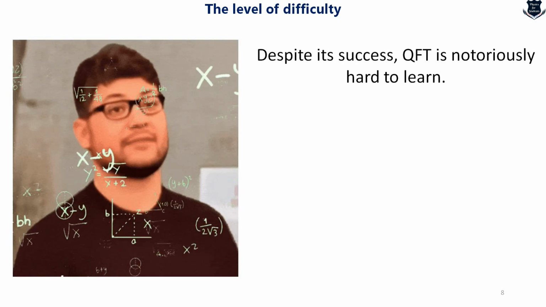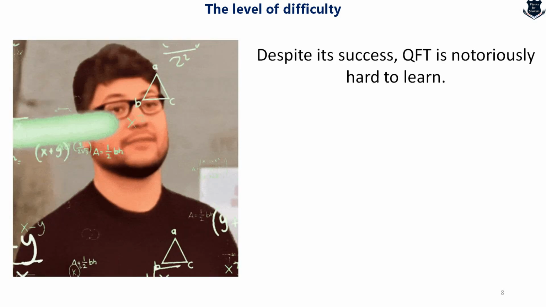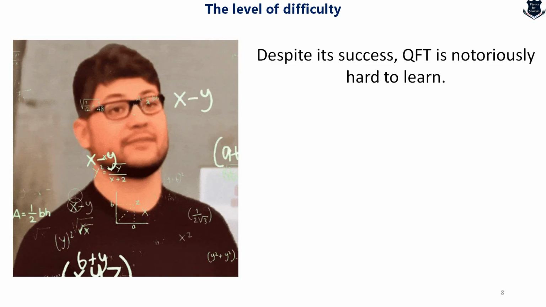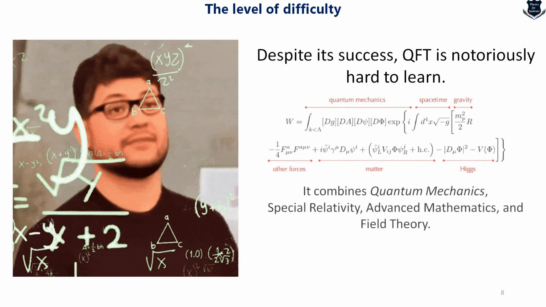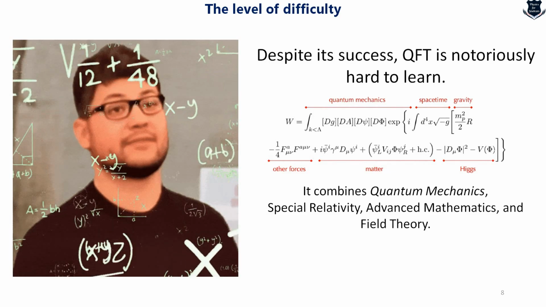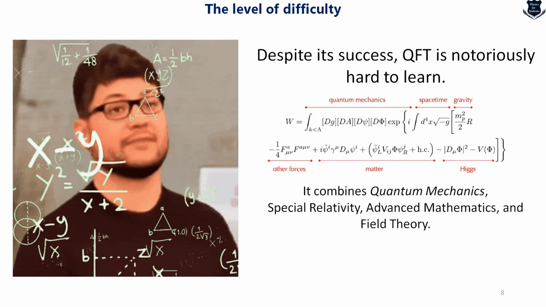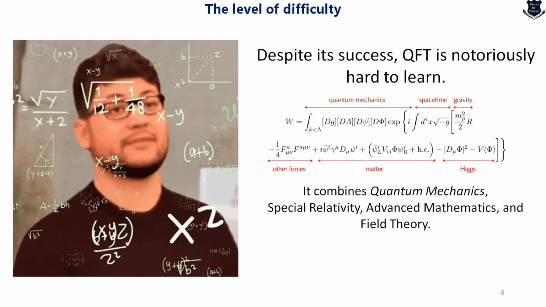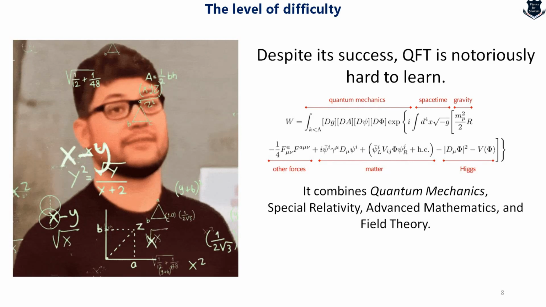Now, as you understand, when we talk of quantum field theory, people think these are very difficult things because it has a lot of mathematics and physics involved. If we talk of the level of difficulty, the subject has a reputation of being very difficult, which is perhaps well deserved. As you can see, if I consider a simple equation in quantum field theory, it has quantum mechanics, space-time, other forces, matter and the Higgs together.